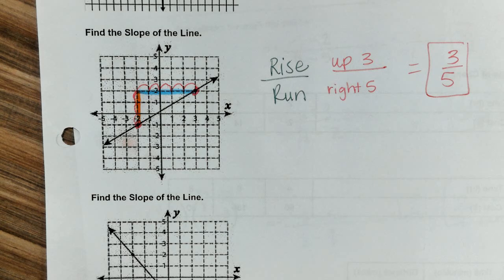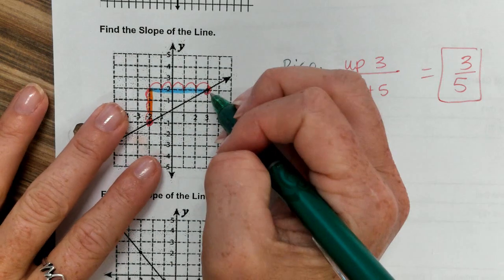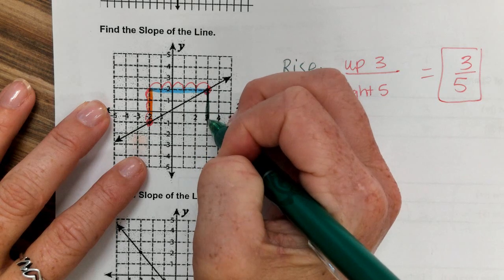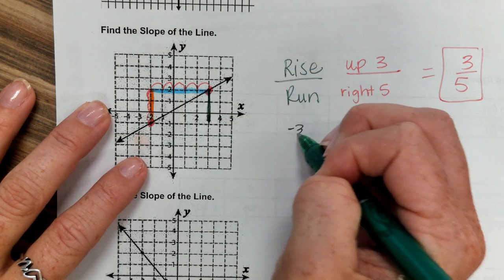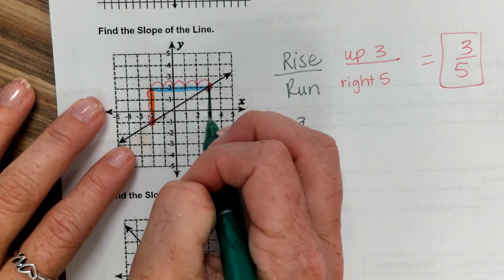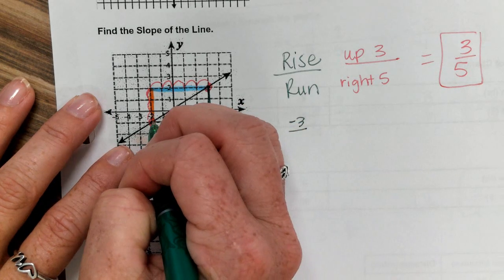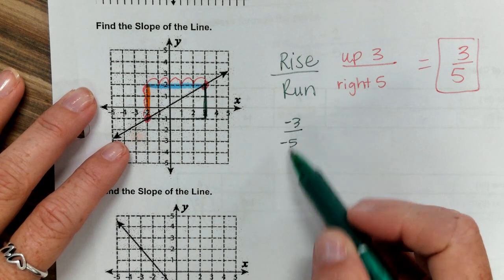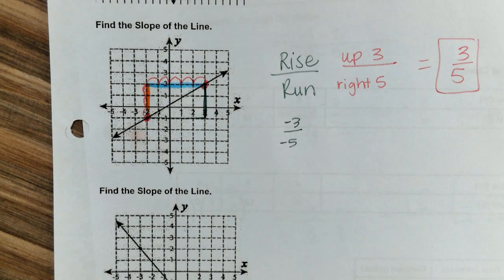I have a question for y'all. What if I had started at this dot and I ran down? It would be -3. And then I ran left 5. What do two negatives make? So does it really matter which way you go? You will always get the same answer in the end. Got it? All right, let's look at this one.